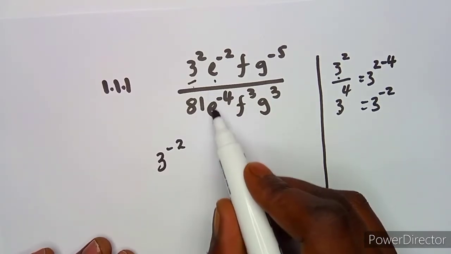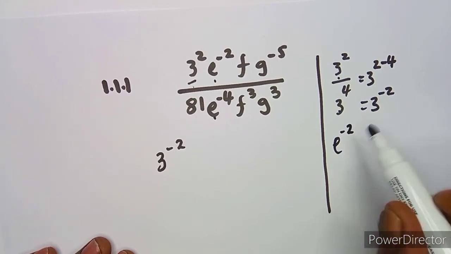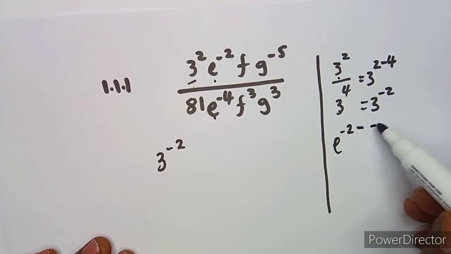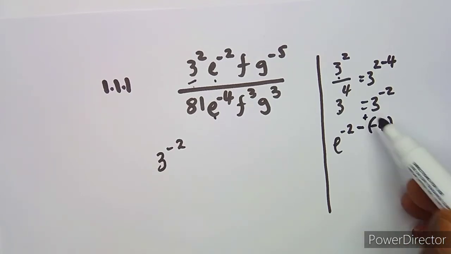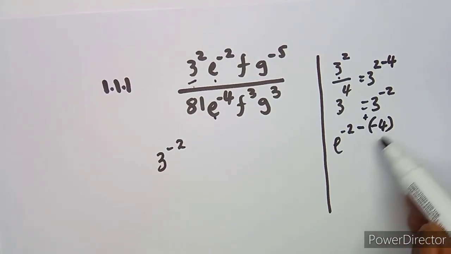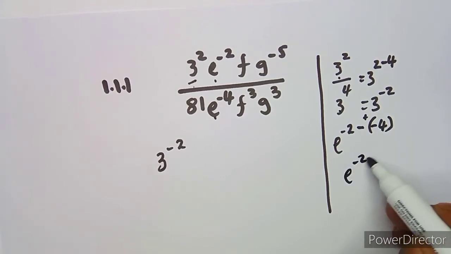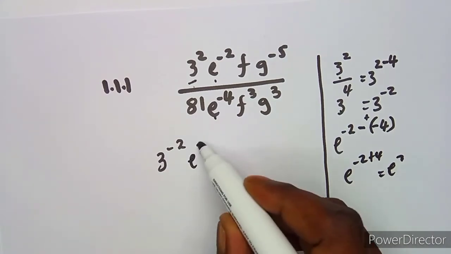We do the same for e. We are dividing, so we're going to subtract. So it's e to the exponent of negative 2 minus the exponent here, which is minus 4, like this. So take note, it's minus and minus, which is a plus. So, or you can just use your calculator, of which is going to be minus 2 plus 4, which is 2. So you're going to have e to the exponent of 2.